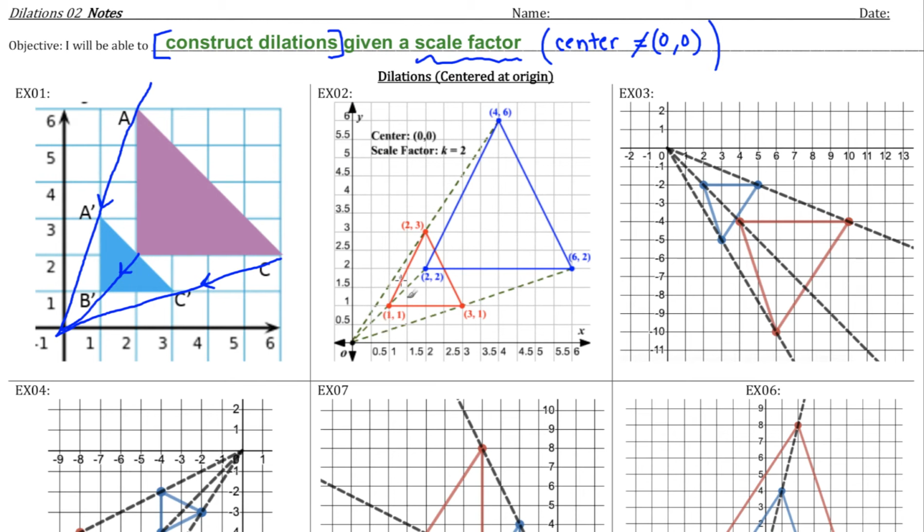Now, in this dilation, we're going from this smaller triangle to this larger one. So it's moving out from 0, 0. And this one, if we go from here to here, it's going this way. It's getting bigger, or you can think about it as getting smaller towards 0, 0, or getting bigger away from 0, 0.